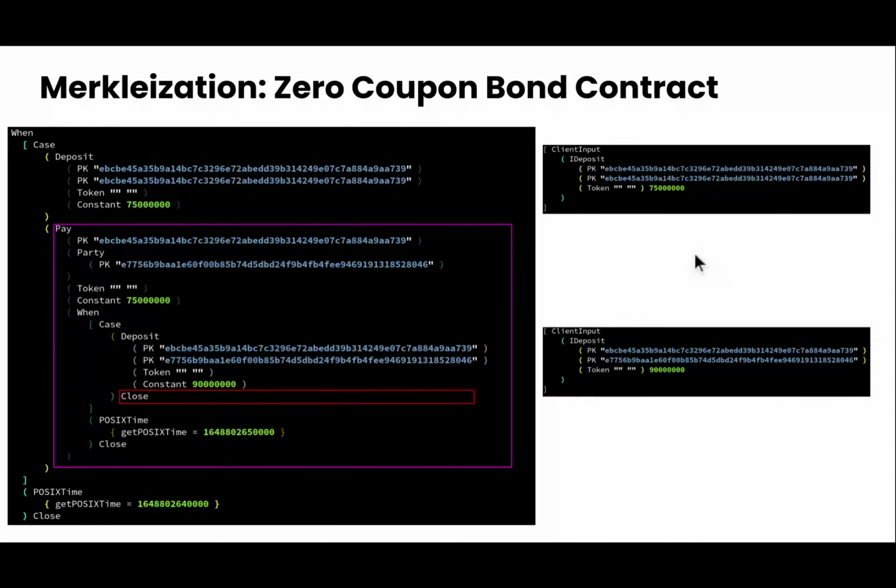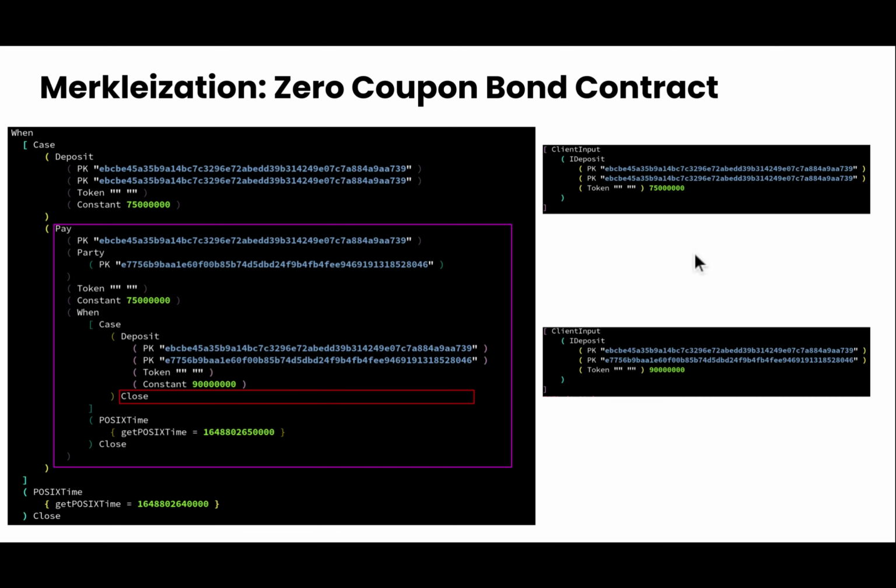The Marlowe contract reduces to the pay contract in the purple box as soon as the client input, shown on the right-hand side on top, is submitted. Later, when the second client input is submitted, the Marlowe contract gets reduced again, this time to the close contract in the red box. Client inputs have to be submitted before the specified timeout, defined for the when constructor. Otherwise, the contract gets reduced to the specified continuation contract.